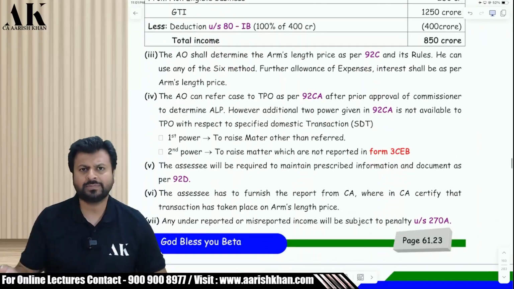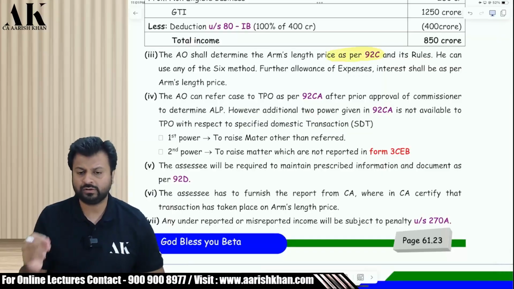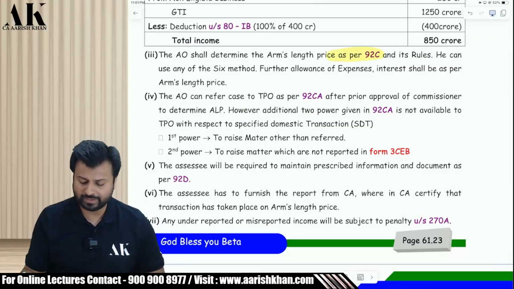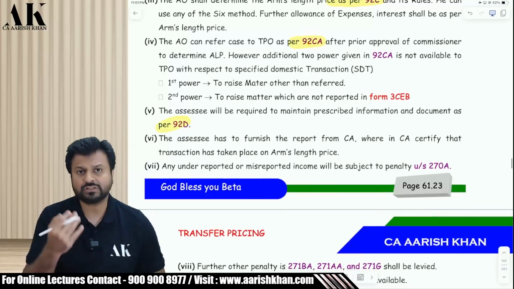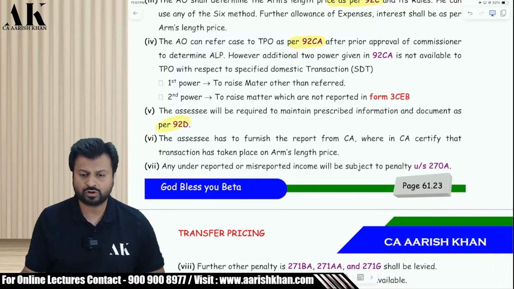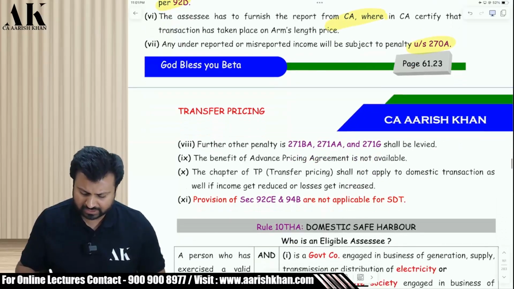Okay, how will transfer pricing be applicable? Same way, all the arm's length price provisions will be applicable. 92C, the rules of 92C will be applicable, 92CA will be applicable, that is the transfer pricing officer provisions, then 92D provisions will be applicable. You have to maintain books of accounts and documents, then you have to take the report of a chartered accountant. All the penalty provisions will be applicable.